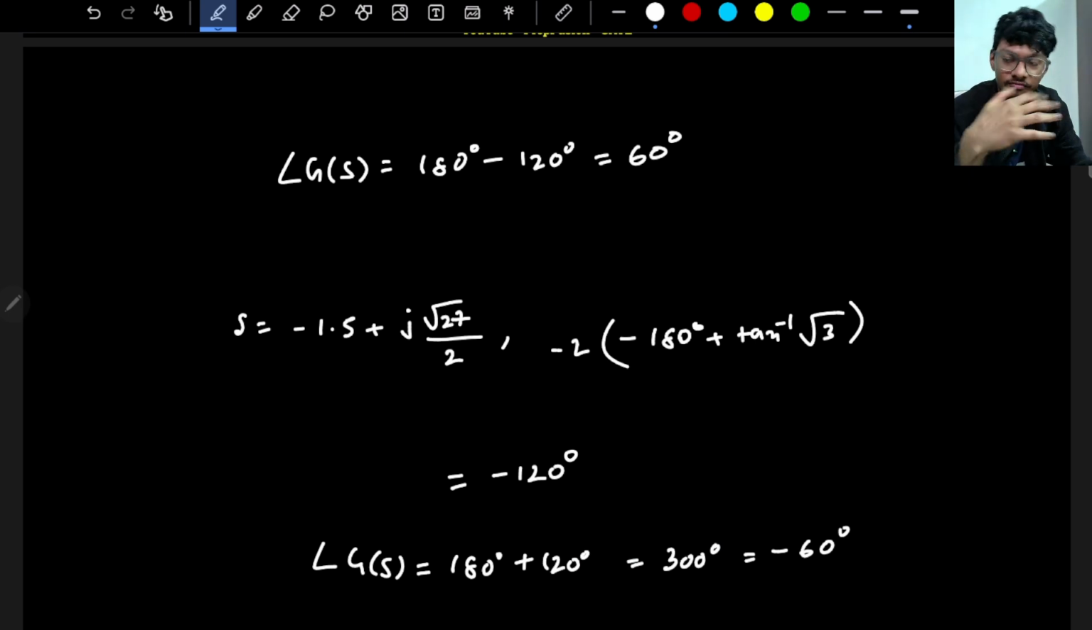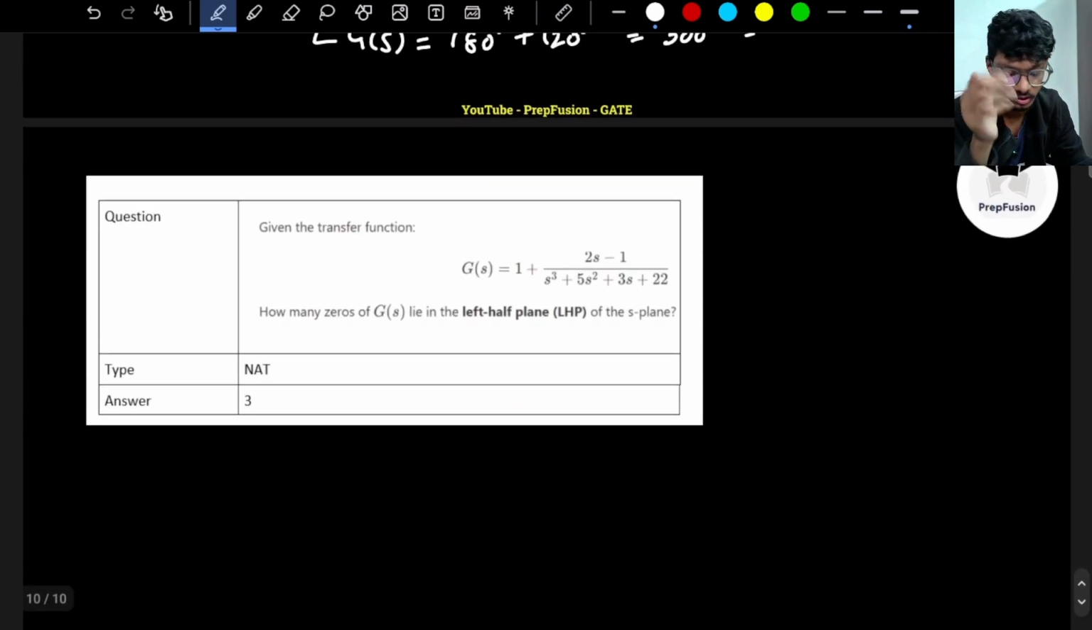So I'm getting two answers. Obviously, the locations of the two poles are different, so the angle contributed by G of s will be different. That's why I feel that this question can be MTA, because this option was not present. We just have to check on the final question what the actual question was. Now let's move on to the next question.